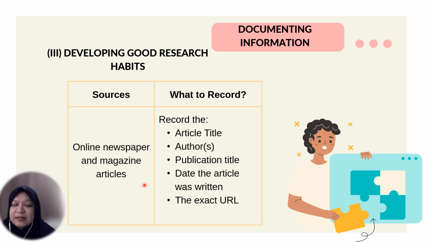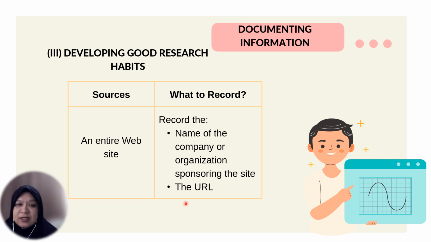Online newspaper and magazine articles, okay, so we need the article title, authors, publication title, date, and also the URL. The website, okay, name of the company or organization sponsoring the site, and also the URL.